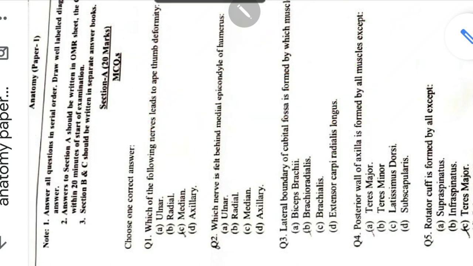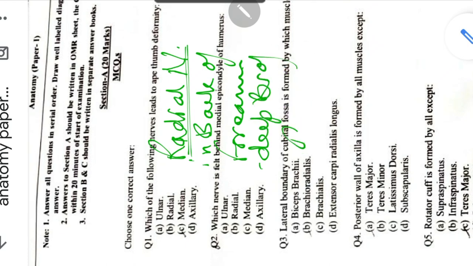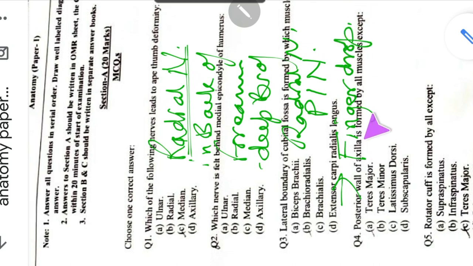And the next, which is important, is radial nerve injury in the back of the forearm. When we talk about the back of the forearm, we are actually talking about the deep branch of the radial nerve, also called the posterior interosseous nerve of the forearm. This might be a refined type of MCQ, and they might give two options, wrist drop and finger drop. Finger drop will be the better word when we talk about injury of the posterior interosseous nerve, or deep branch of the radial nerve, in the back of the forearm.